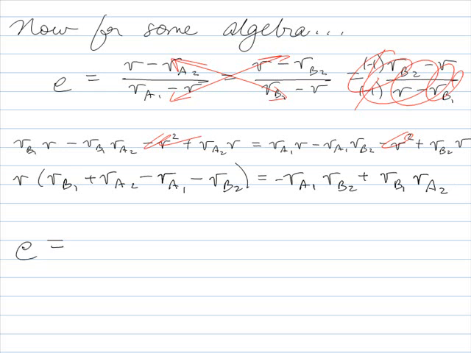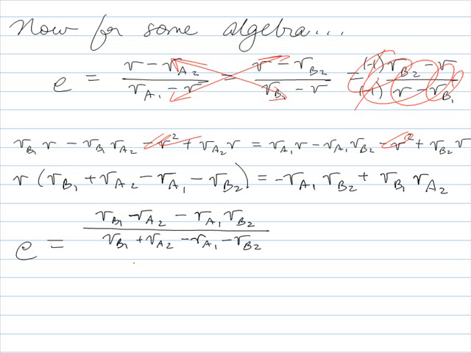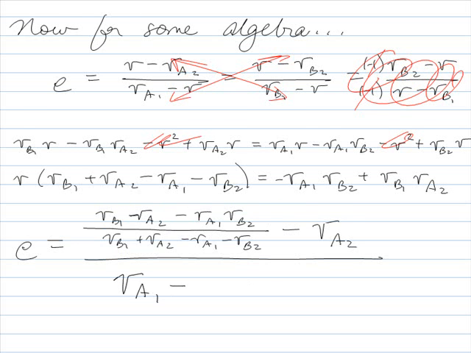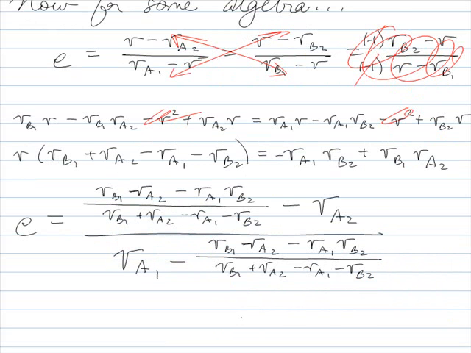Now I'm going to plug that back into my coefficient of restitution. So for V, I'm going to plug in this: VB1 VA2 minus VA1 VB2, all over VB1 plus VA2 minus VA1 minus VB2. You don't actually have to do all this, but it's good for you. Minus VA2. And I don't want to write this again. Copy. And this is going to be VA1 minus, paste that. Alright. Isn't that exciting?